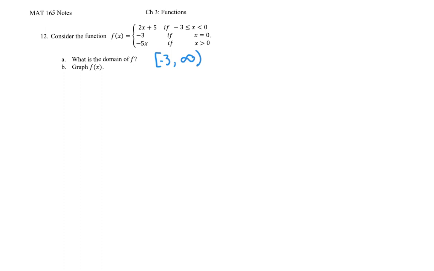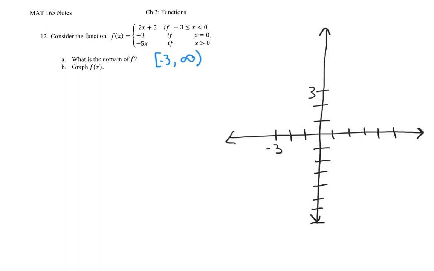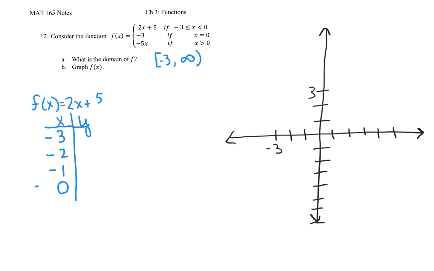We're asked to graph this piecewise function again. I'm going to consider my top function here, which is 2x plus 5. Notice the domain for 2x plus 5 includes any number between -3 and 0, including -3. So I might pick a few numbers. I'm also going to put 0 in there and remind myself we have to have an open circle when x is 0, not a closed circle.